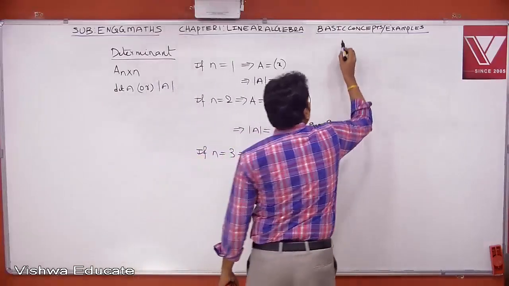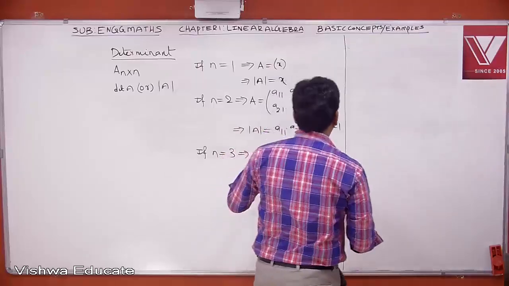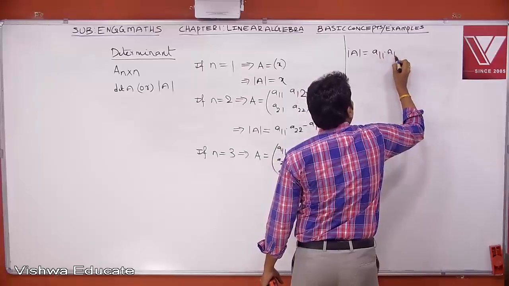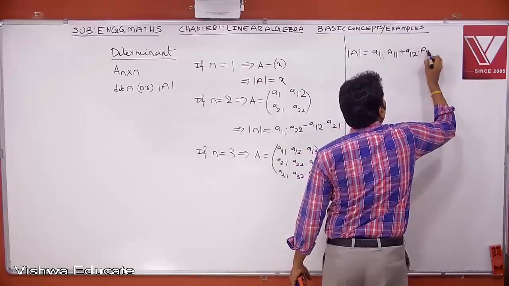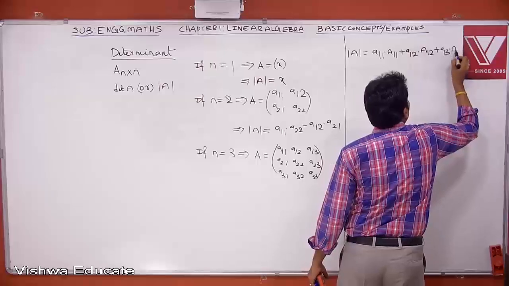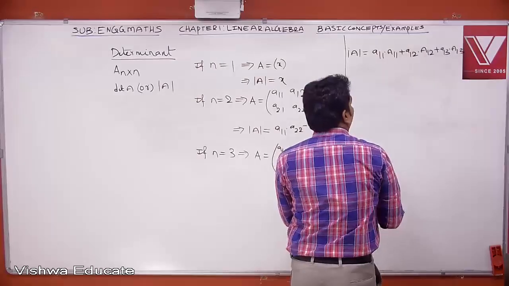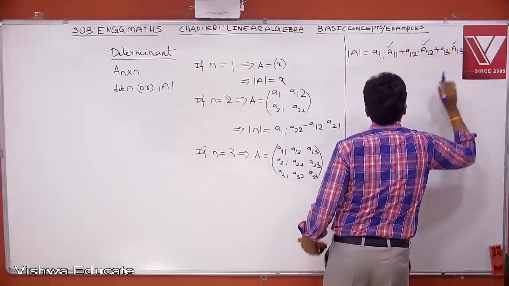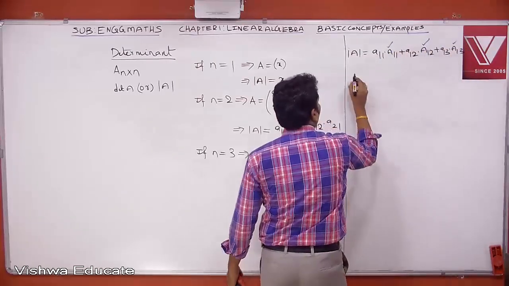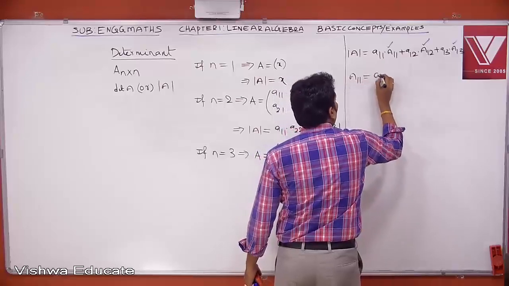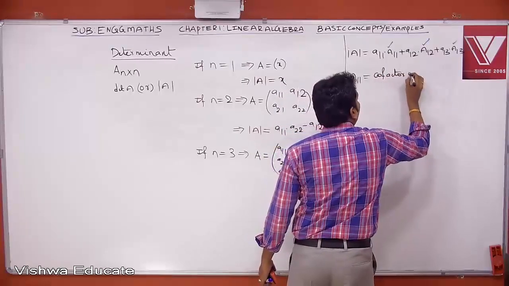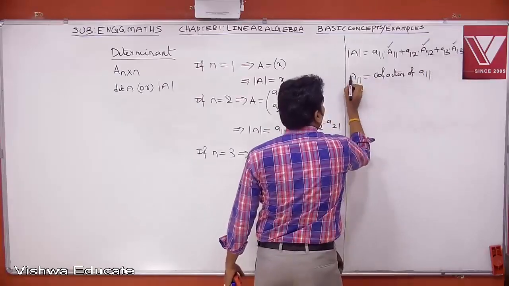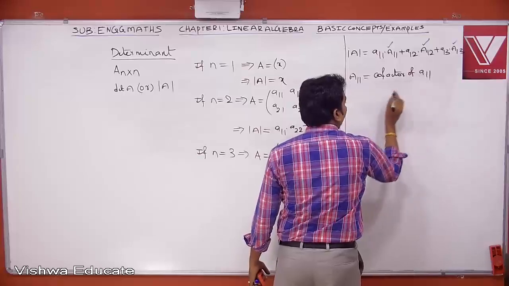Therefore, in this context, the determinant of this matrix is small a11 into capital A11 plus small a12 into capital A12 plus small a13 into capital A13. Now let me explain what these capital letters are. This capital A11 is nothing but the cofactor of small a11. This is the cofactor of this and this is the cofactor of this. So capital letters are used to denote the cofactors of the small letters.